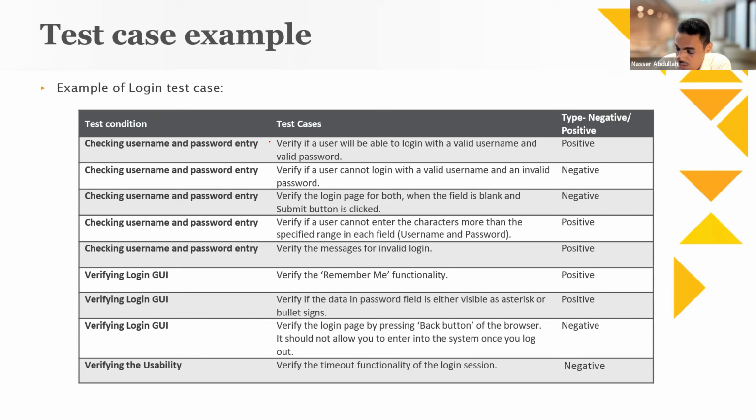Here are some examples of the first test condition. For example, for the GUI, also verify the remember me option. Also verify if the password field is visible or not visible. So this is related to the GUI, not the functional. Also verify the usability, for example, the timeout. This is just an example of the test cases.